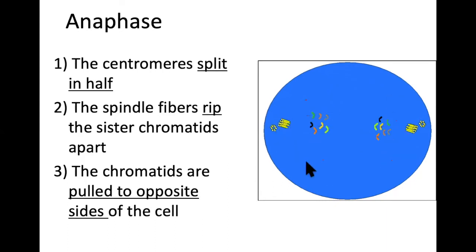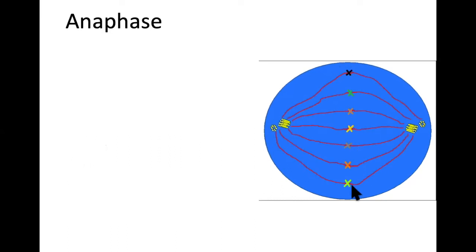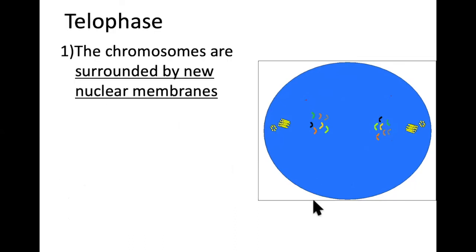Recap: prophase, chromosomes show up. Metaphase, they line up down the middle. Anaphase, ripped apart and pulled to opposite sides of the cell. And then telophase. Now that we got our own piles of DNA, identical piles of DNA, mind you, see, black and black, green and green, orange and orange, yellow and yellow, they are the same things. We're going to keep them separated by giving them their own nuclei. Now they're nice and protected and safe.